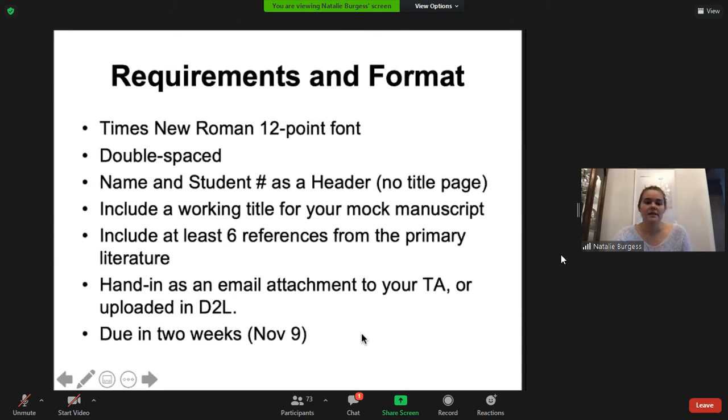It says here to hand in as an email attachment to your TA or upload in D2L. I personally, for my group, prefer it on D2L and then email it to me as a backup, just because I get a lot of emails. It might kind of get lost. So put it in D2L first. And if you want to email a version just to be safe, go ahead. And it's due in 2 weeks on November 9th.